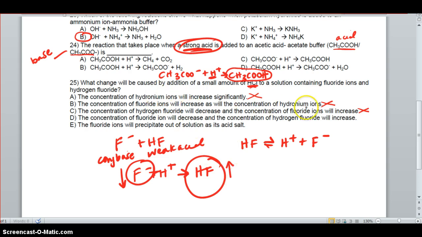Because these things are so wordy that you could get pulled in to one of the wrong answers. So do this first and think about it. Alright, so then D, the concentration of fluoride ions will decrease. Check. And the concentration of hydrogen fluoride will increase. Check. I think that's our winner. The fluoride ions will precipitate out of solution as its acid salt. And that's just nonsense, because it's not going to precipitate.